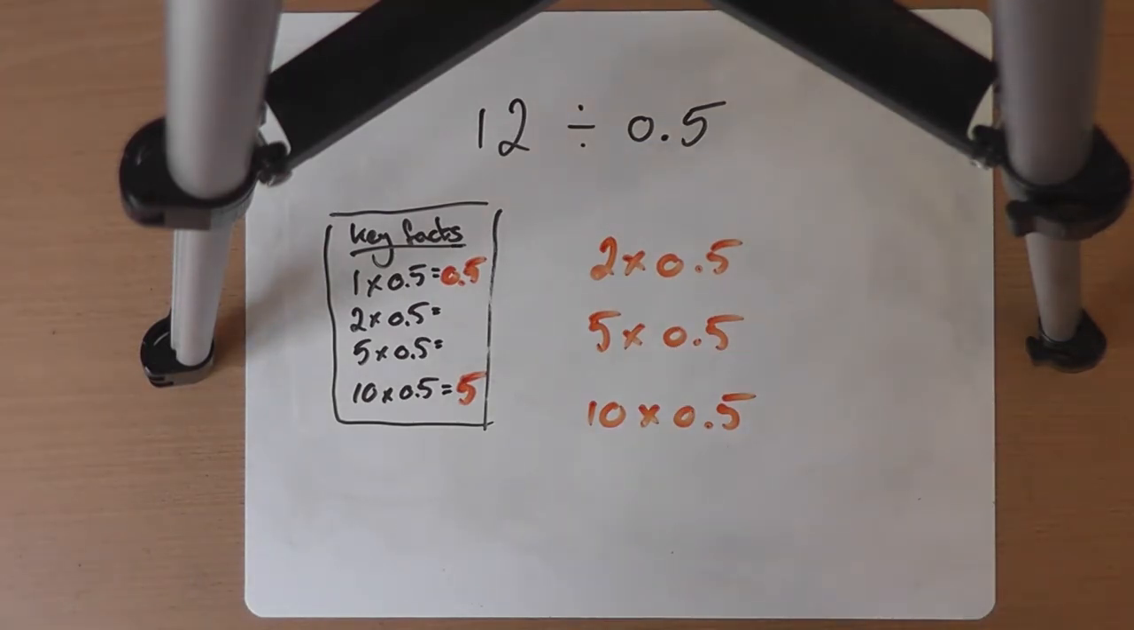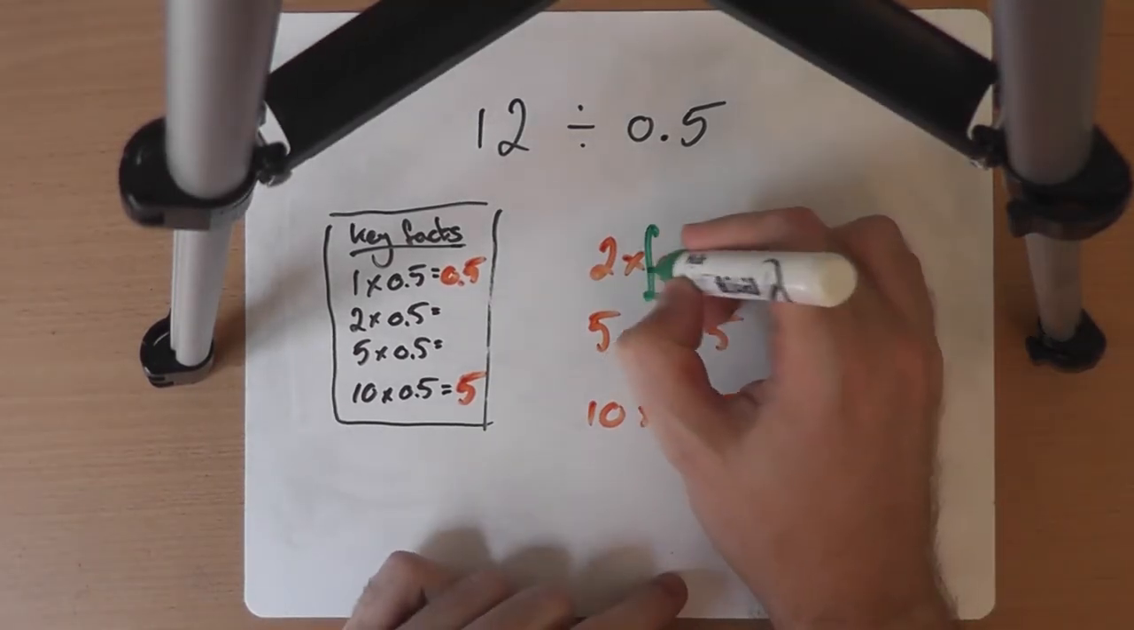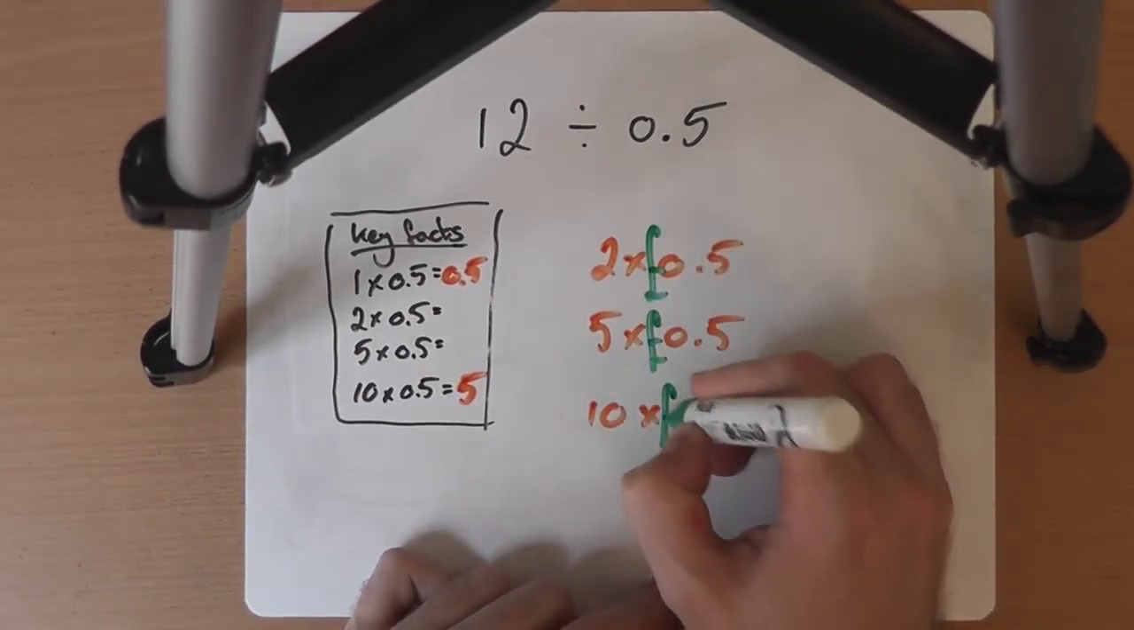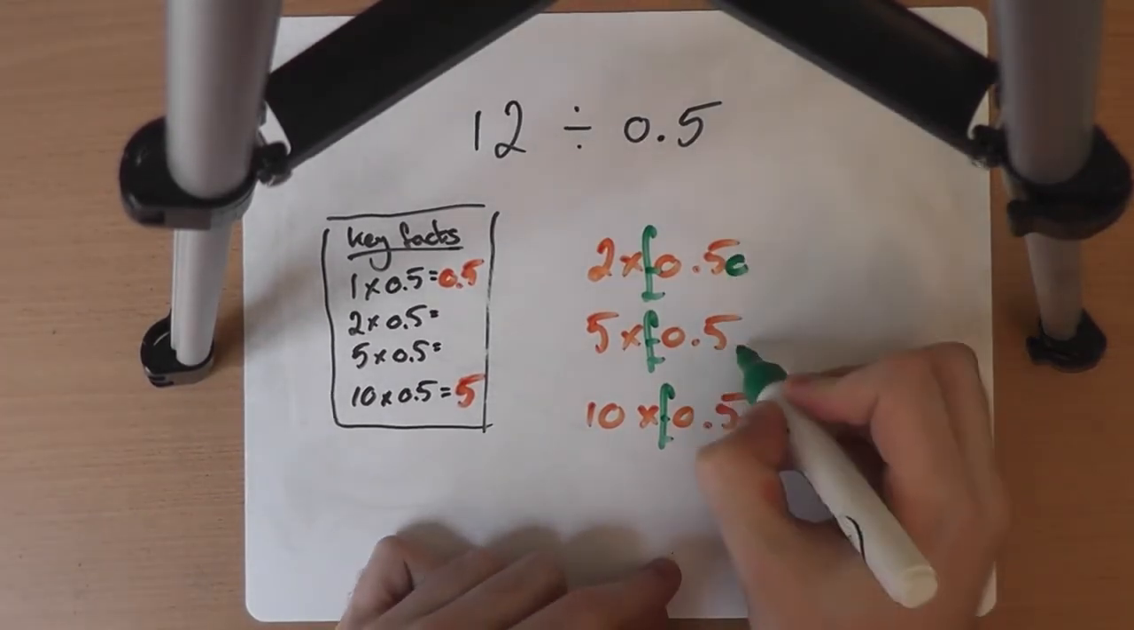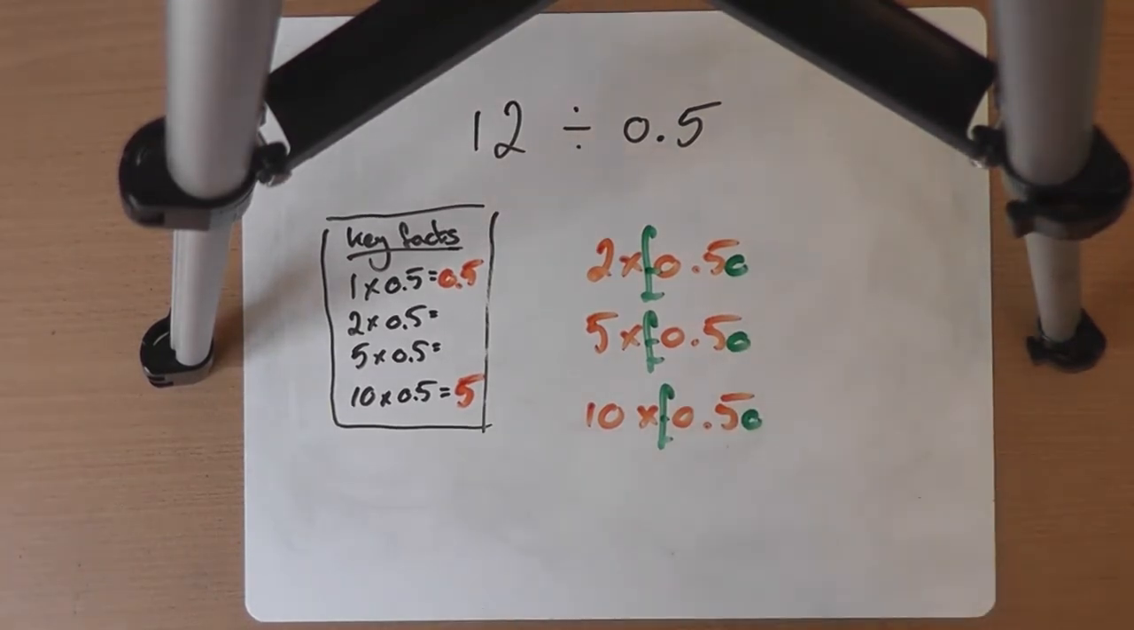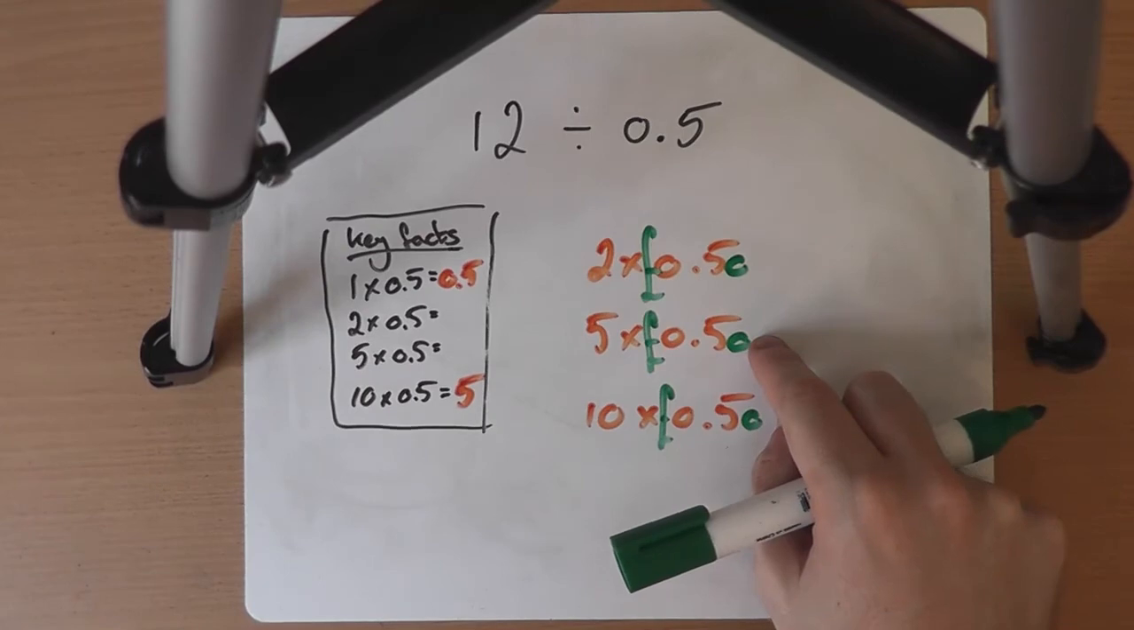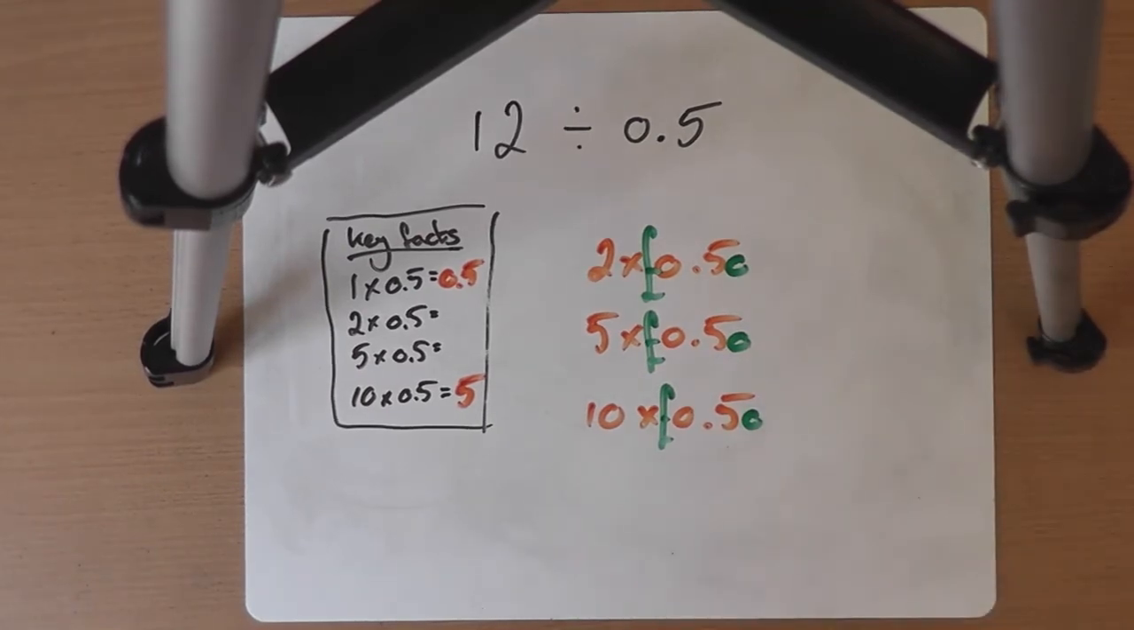Why don't we use that little trick of turning them into money? Shove a pound sign in front of there. They look a bit weird because we've only got 1 number after the decimal point. Well, we could add an extra one in and do this. And suddenly, it's 2 times 50p, 5 times 50p, and 10 times 50p.